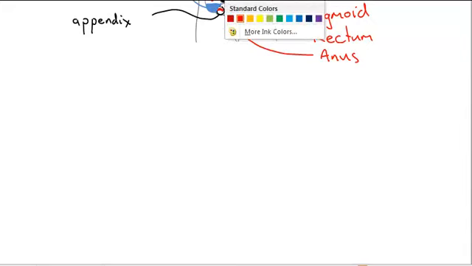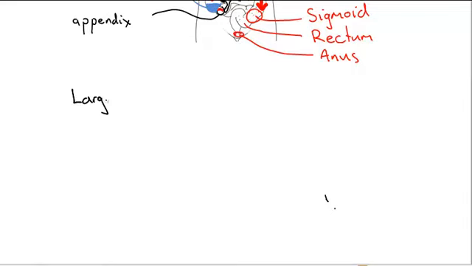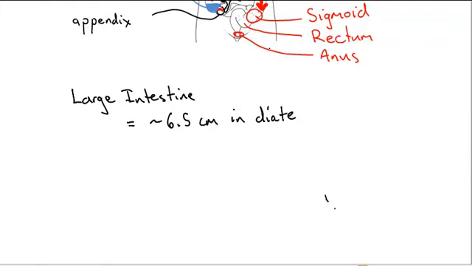And the structure of the large intestine isn't terribly difficult. It's large because of its diameter, not because of its length. So it's approximately 6.5 centimeters in diameter, not quite 3 times the size of the small intestine. And it's only approximately 1.5 meters long.